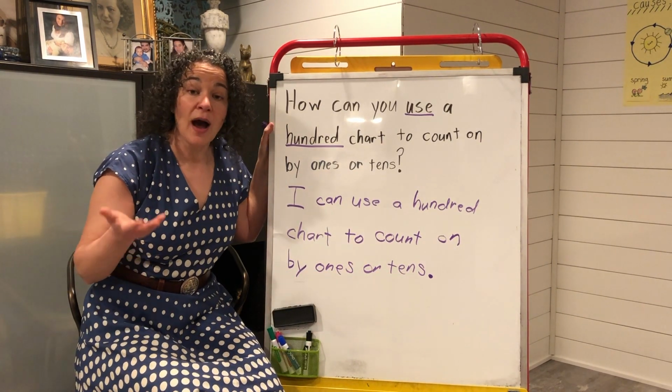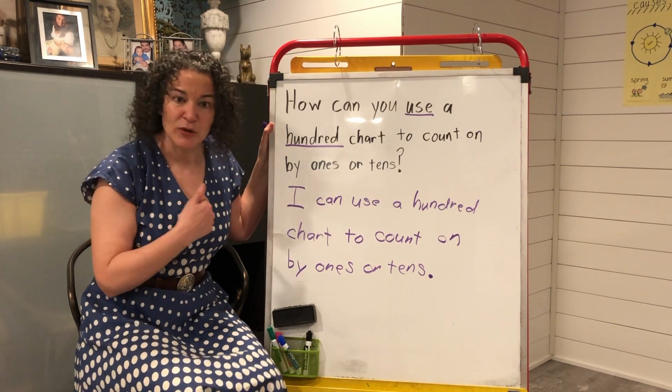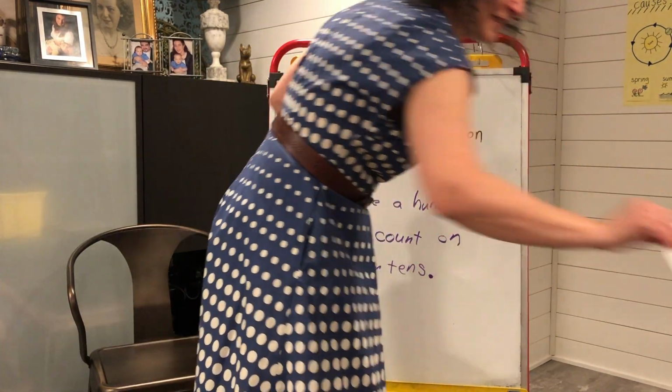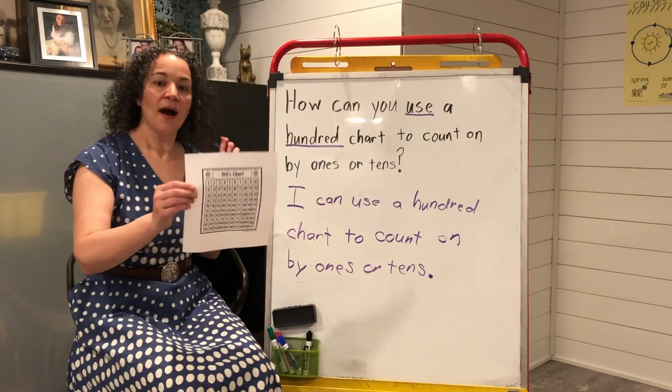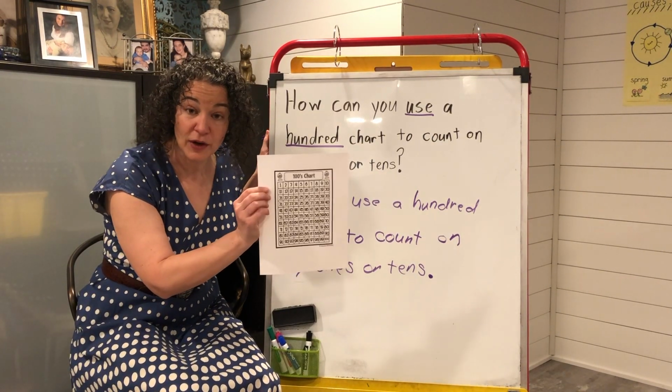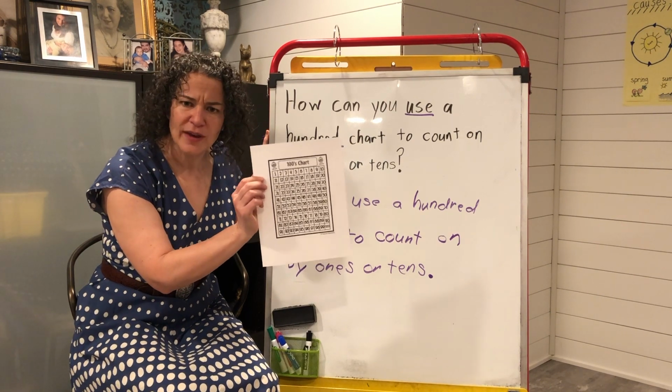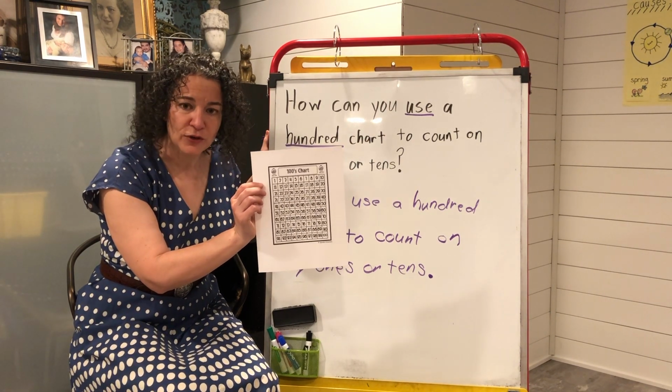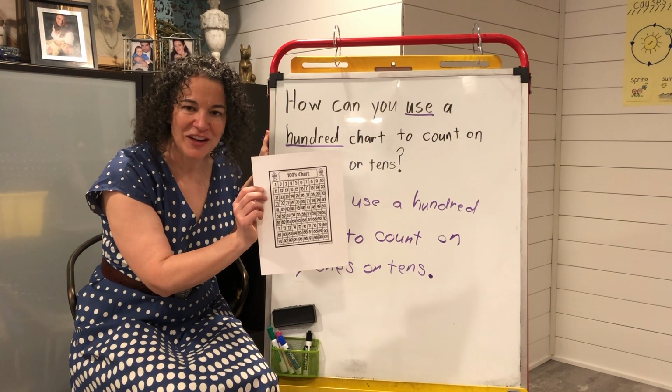That's the question. A hundreds chart. Let me grab one. A hundreds chart looks like this. It has the numbers from 1 to 100 on it, and it's something we can use to help us add or subtract if we want to. I'm going to switch to paper and explain it in more detail.